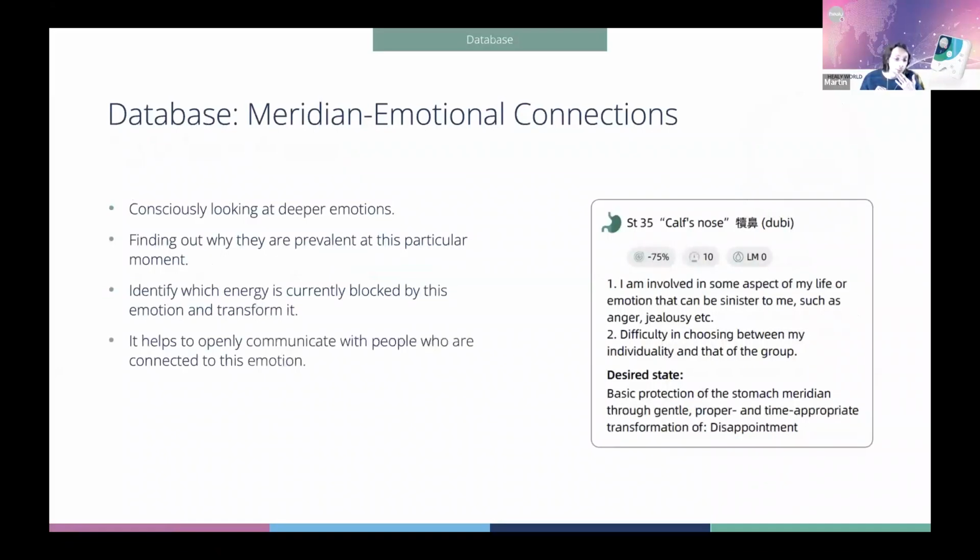Yeah, and meridian emotional connections are also very, very important. So what do we have here? Disappointment. And that's very, very crucial. So again, close your eyes, be very still inside and see, okay, when was the last time I was disappointed? And who maybe disappointed you? And when you found this moment, you think, why was I disappointed? Why did this happen to me?